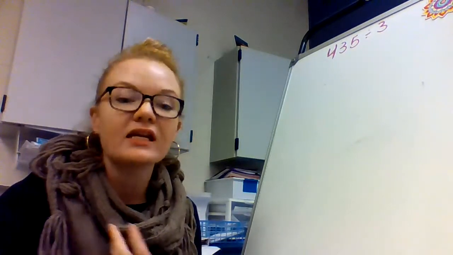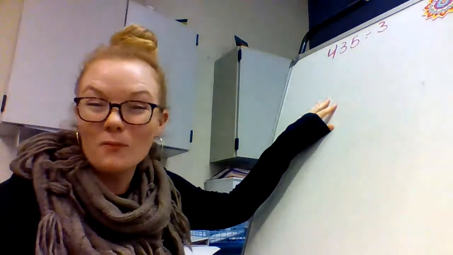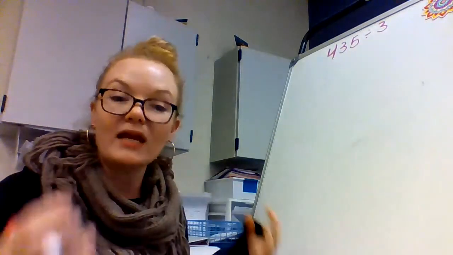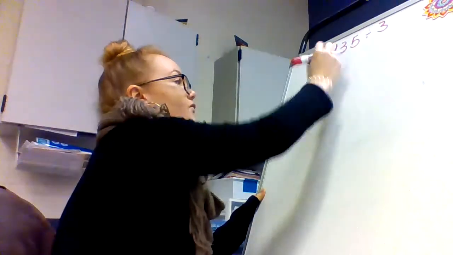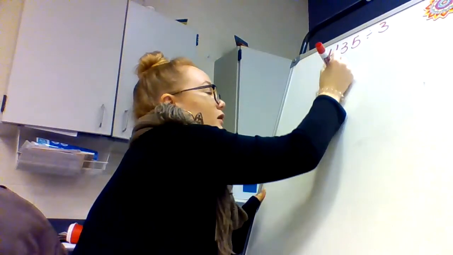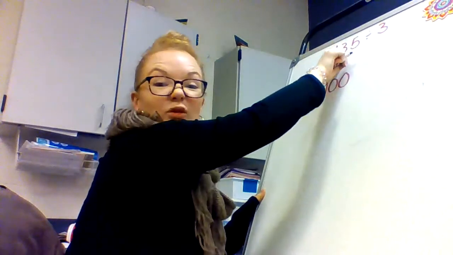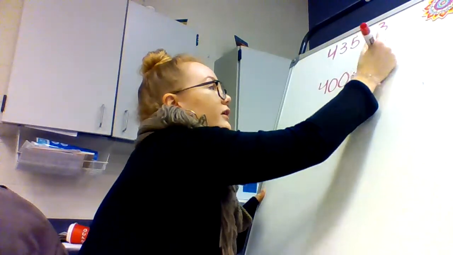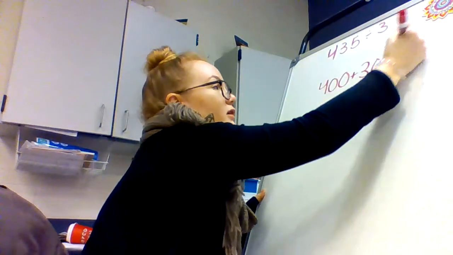So the first step, whether you're using models or numbers, is to put this in our model. We've got to put it in expanded form. We know that's 4 hundreds, so we can put 400. We know this is 3 tens, so we can put 30. And this is 5 ones, so we're going to put 5.